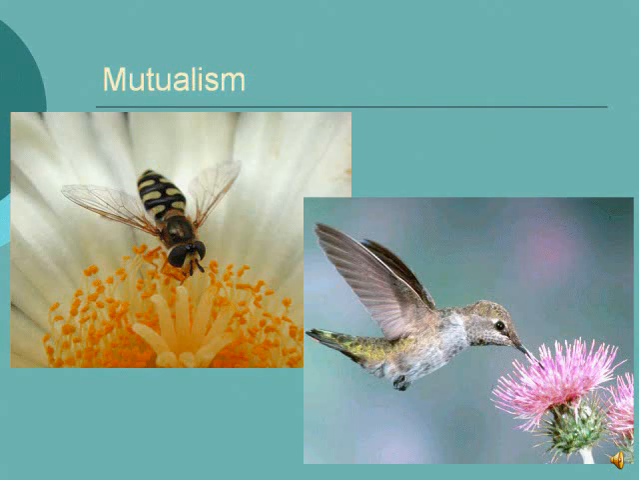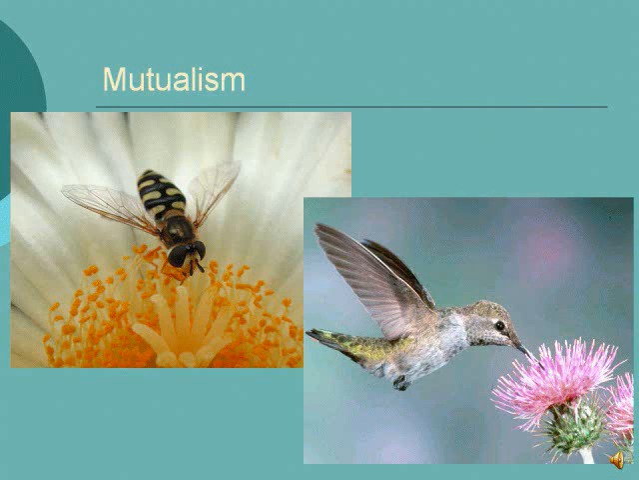Okay, mutualism is where both species benefit. If you look at both of these pictures, you've got on the top left an insect, a bee, with the flower. On the bottom right, you've got the hummingbird with the flower. What's happening is the flying organism is actually getting benefit from food. Okay, the flower is getting benefit because the pollen from these flowers is being transferred from itself to another flower, thus creating cross-pollination and making it where the species remains alive.